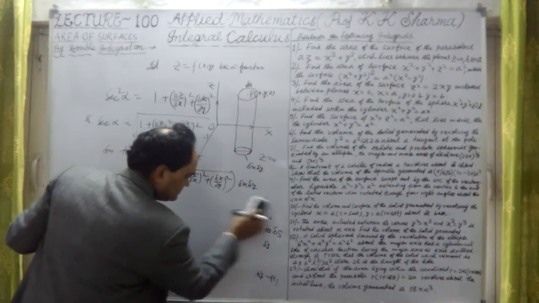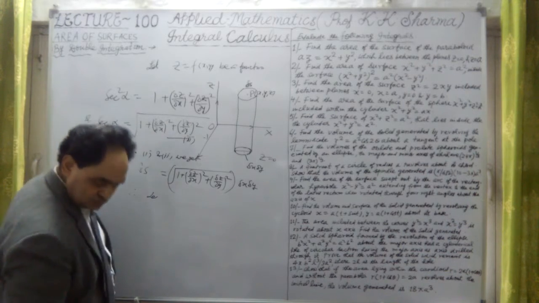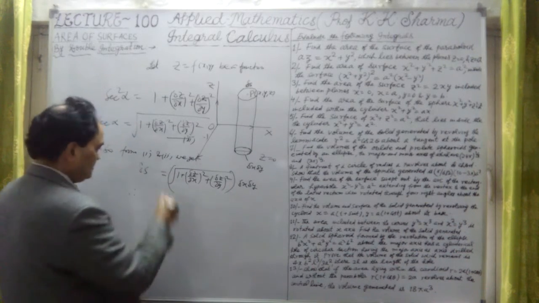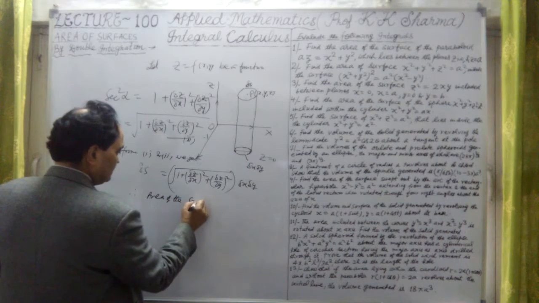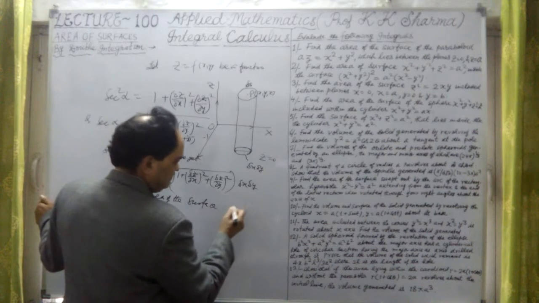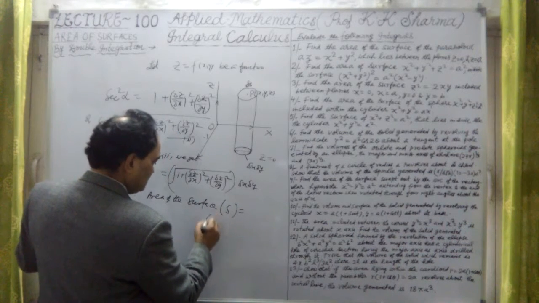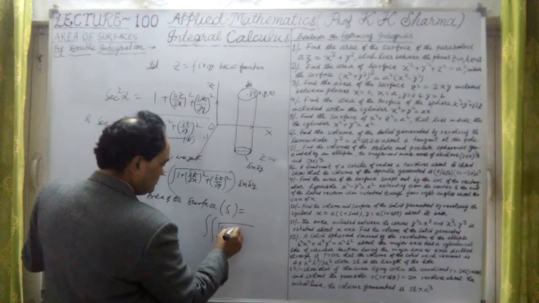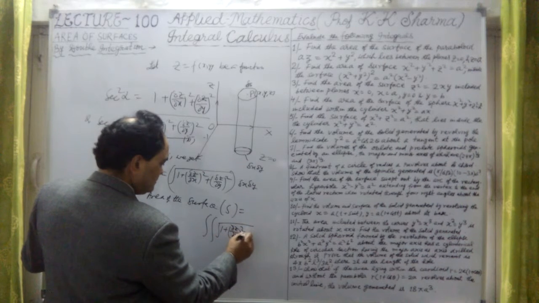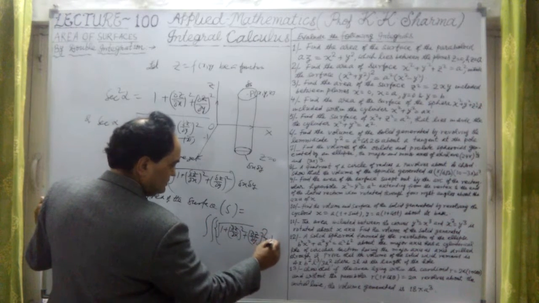Therefore, if I put the double integration, because this is delta x delta y, the area of the surface S is equal to the double integral of the square root of 1 plus del z upon del x whole square plus del z upon del y whole square, dx dy.